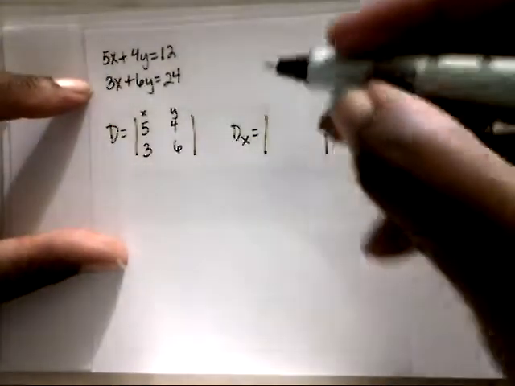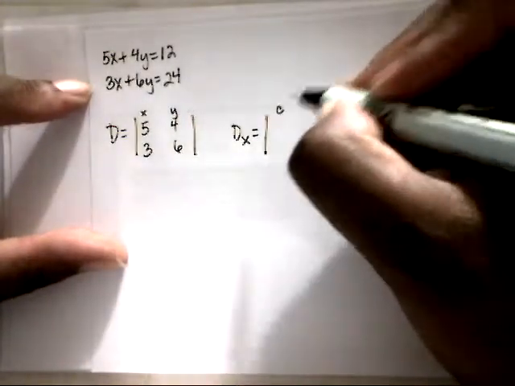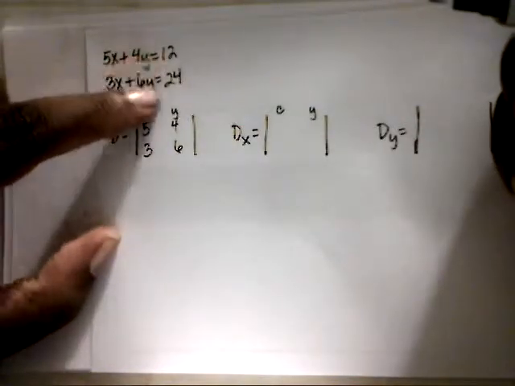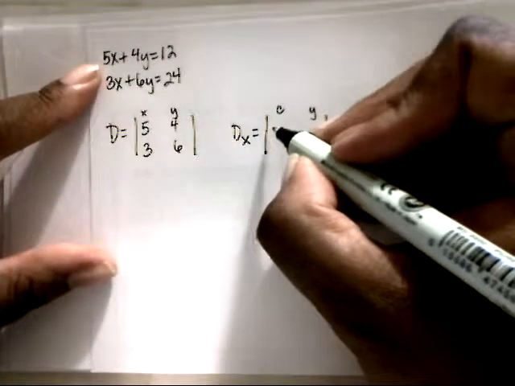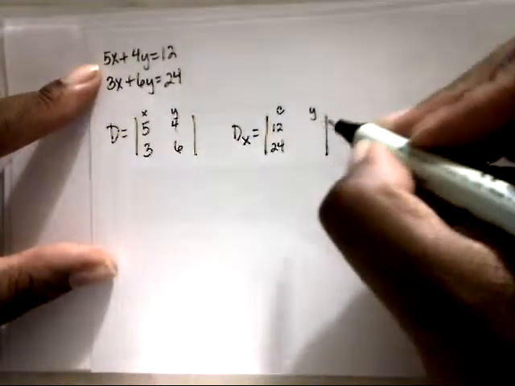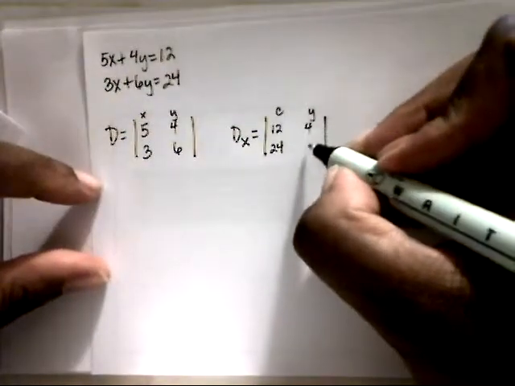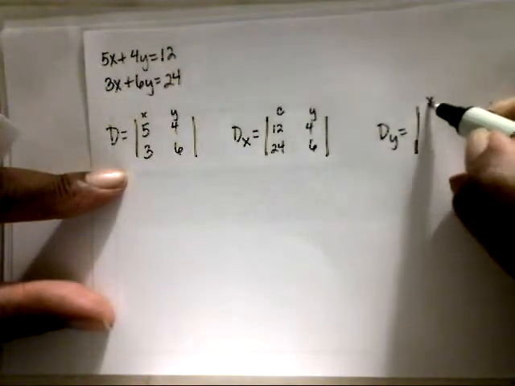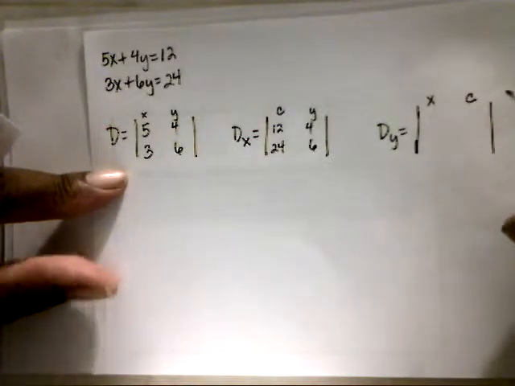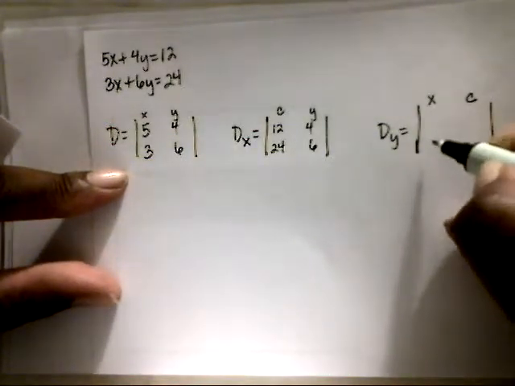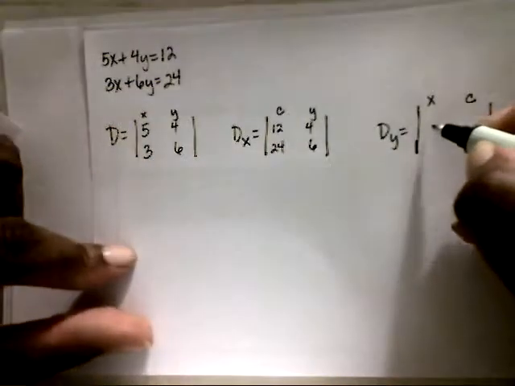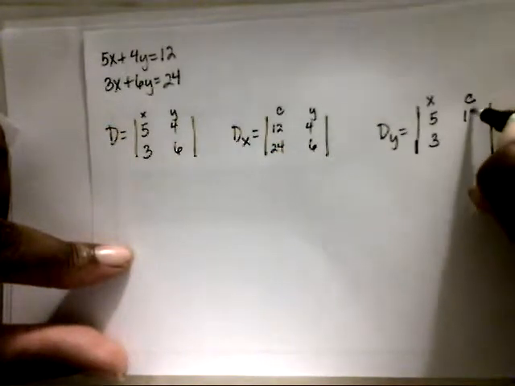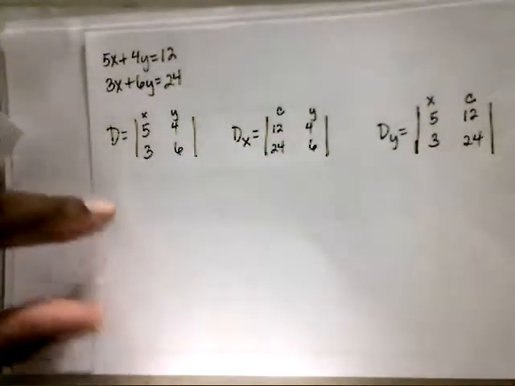Now d sub x, instead of the x going in the first column, we put our constants, and then our y's go in the second column. Our constants are 12 and 24. So the 12 goes here, 24 goes here. For the y, we bring over the 4 and the 6. And then for d sub y, we have the x, but our y coefficients will be replaced by the constants. The coefficients of x are 5 and 3. And the coefficients of y, the constants are 12 and 24. We replace the coefficients of y with our constants.